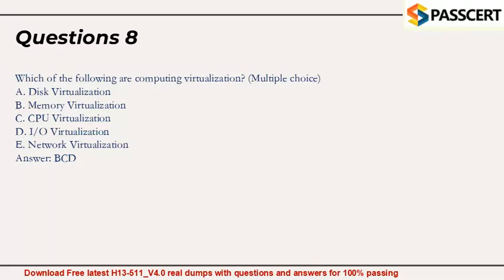Question 8. Which of the following are computing virtualization? Multiple choice. A. Disk virtualization. B. Memory virtualization. C. CPU virtualization. D. I/O virtualization. E. Network virtualization. Answer: B, C, D.